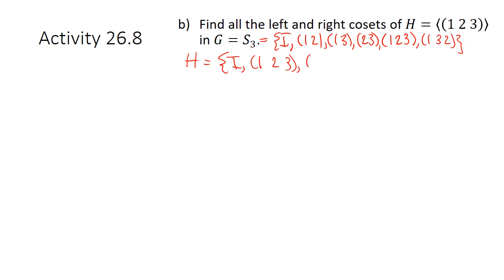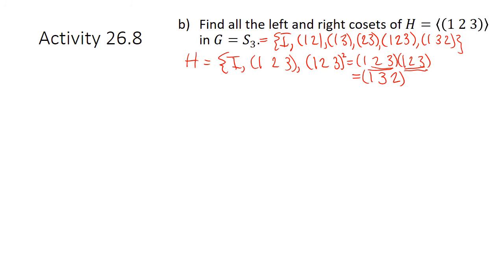So for example, if I do (1 2 3) squared, what is that? So (1 2 3)(1 2 3). That would be, let's see, where does 1 get moved to? 1 gets moved to 2, and then 2 gets moved to 3, so that goes to 3. Where does 3 get moved to? 3 gets moved to 1, and then 1 gets moved to 2. So this is (1 3 2).